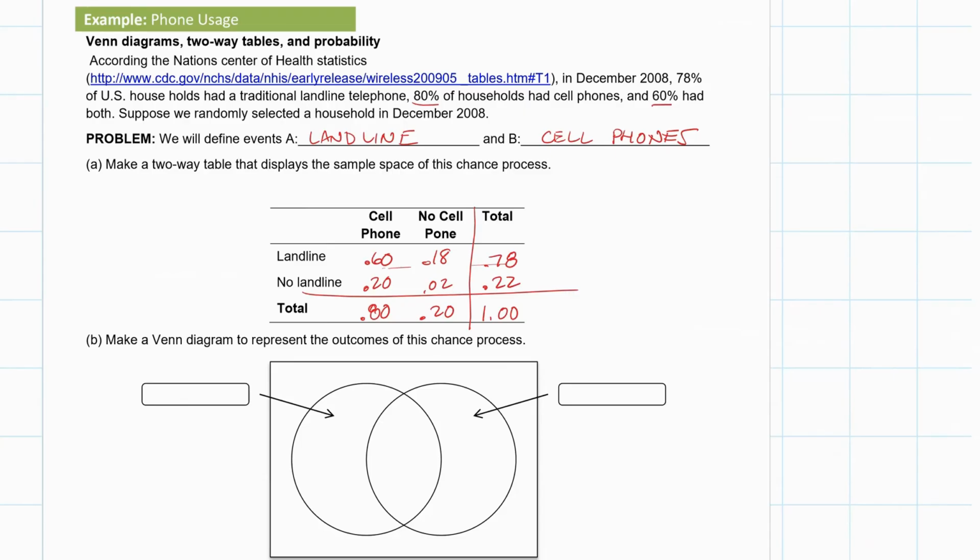So making up our Venn diagram, this is landline, and this is B, cell phone. And what we could say again is these four numbers correspond to the four distinct areas in the Venn diagram. Here's the 60% that had both. Here is the 18% that were landline but not cell. Here is the 20% that were cell phone but no landline. And then out here is the 2% that were neither cell phone nor landline.